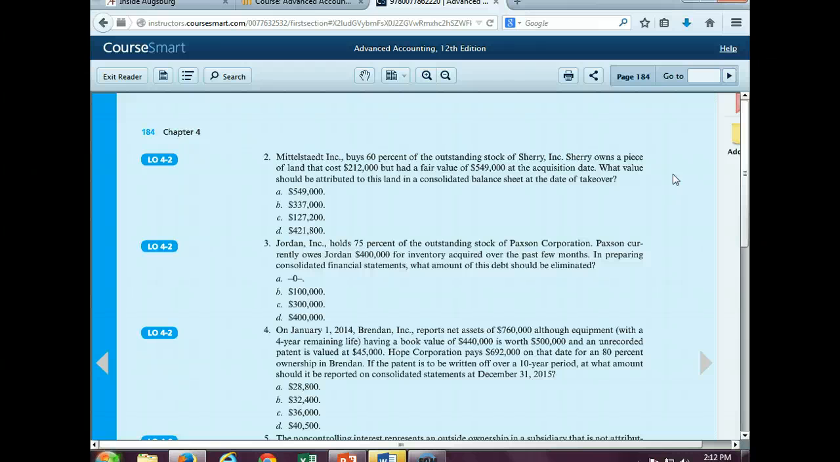Any intra-company transactions between the two companies need to be wiped out because we're showing it as one. So if that subsidiary owes the parent $400,000, we got to get rid of that. Okay? Because that's just between the two of them. We're trying to show a united front. Okay? So if Paxson owes the parent $400,000, when we present a united front, we can't show that $400,000.